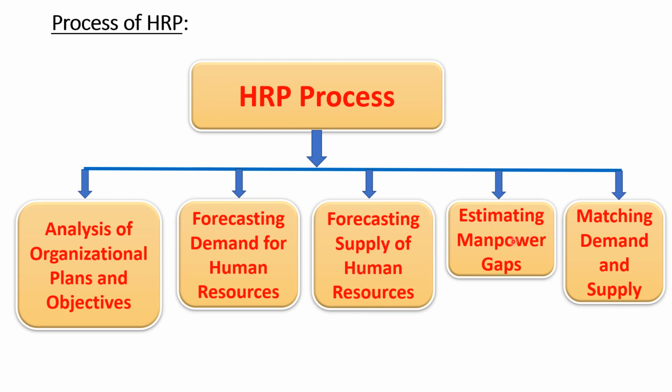Now next is estimating the manpower gaps. So in this, net human resource requirement gaps can be identified by comparing the total demand and total supply forecast. Next is matching demand and supply. So it is one of the objectives of human resource planning to assess the demand and supply of human resources and match both the known shortages and surpluses on both sides in kind and in number. So you have to match, that is, demand equal to supply.